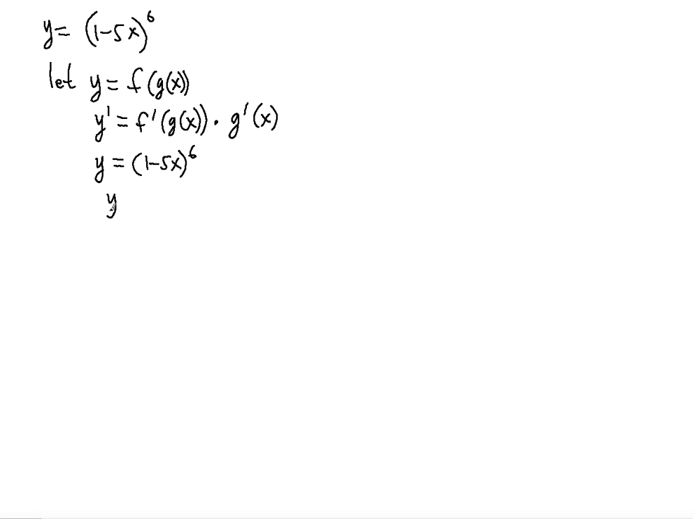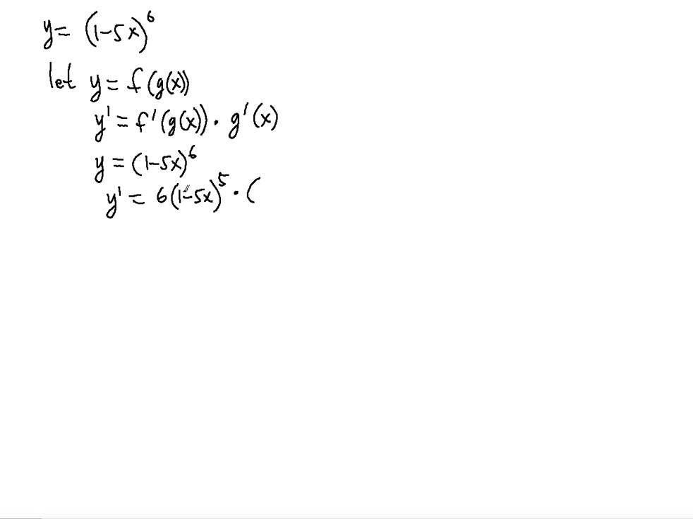So y prime in this case will be working from the outside, which means that we will treat this 1 minus 5x as g of x and work around it. Basically, we're going to use the power rule, so we're going to bring the 6 here. We're going to keep the g of x intact, just as it is in the formula. G of x is untouched. Then reduce the power by 1. And then we're going to multiply it by g prime of x.